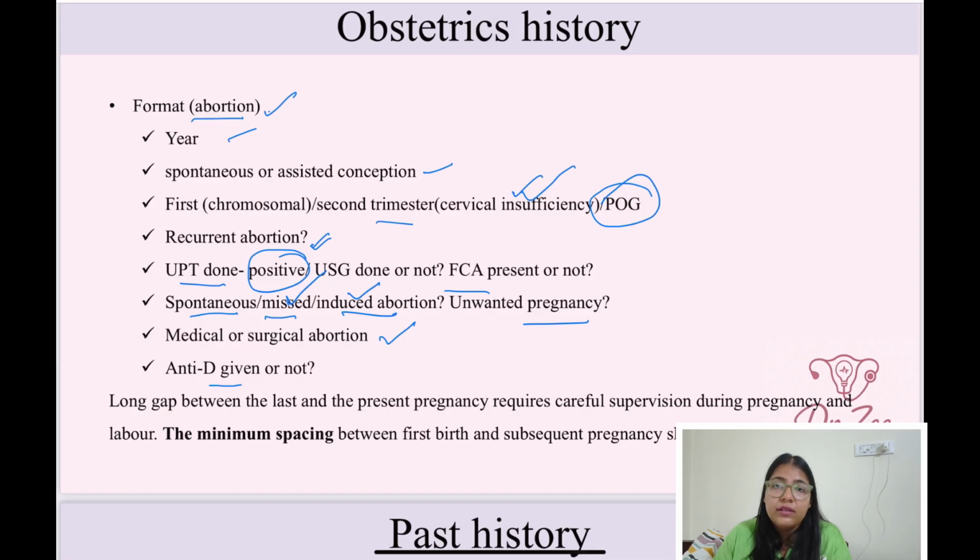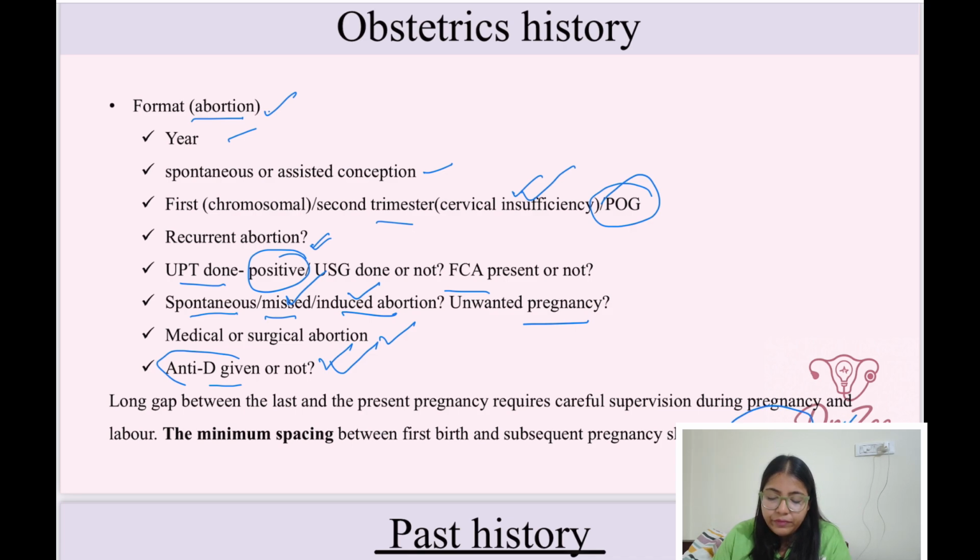If negative, then did she receive any anti-D injection or any expensive injection or not? Patient may not be knowing anti-D injection, so did she receive any expensive injection or not? You should be asking that for negative blood group. And what should be the minimum gap between 2 conceptions? Ideally it should be 2 years.